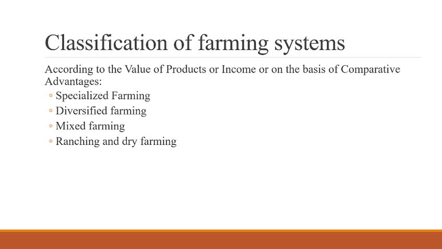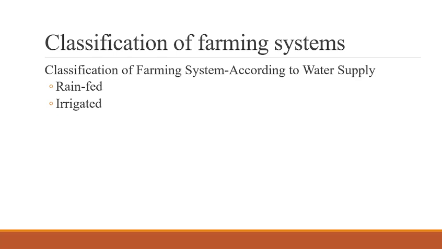Another classification or farming system is according to water supply. Here we are talking of rain-fed and irrigated farming. Rain-fed depends on rainfall, that is mostly 80% of arable land depends on rainfall. Irrigated farming depends on artificial application of water in the production year.